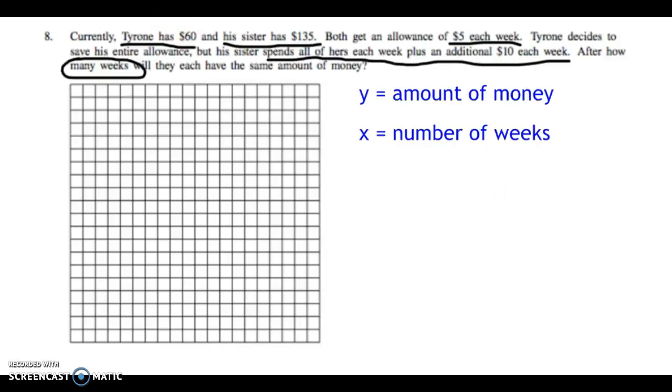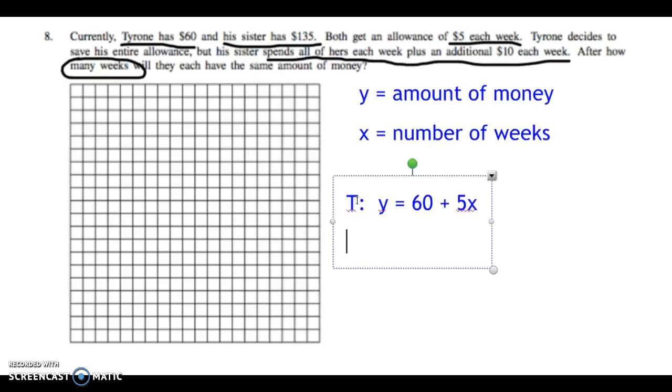In the first equation, we'll talk about Tyrone first. So for Tyrone, this is not part of the equation, this is just telling you that we're talking about Tyrone. He currently has $60, so the amount of money he has is equal to $60. That's what he starts out with. And he gets an allowance of $5 each week, so we're going to add $5 times x. That indicates how much money Tyrone has. And his money is increasing.